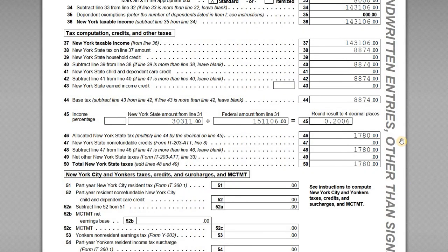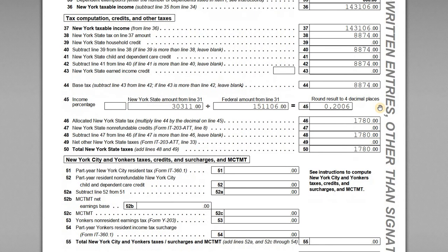So this is our base tax, right? So kind of think of it in terms of, well, this would be the tax owed if I was just a full year resident in New York. So now the next step is to apportion that to the actual amount of New York State source income that we have here. So on line 45, we've got our New York AGI, 30,311, right?